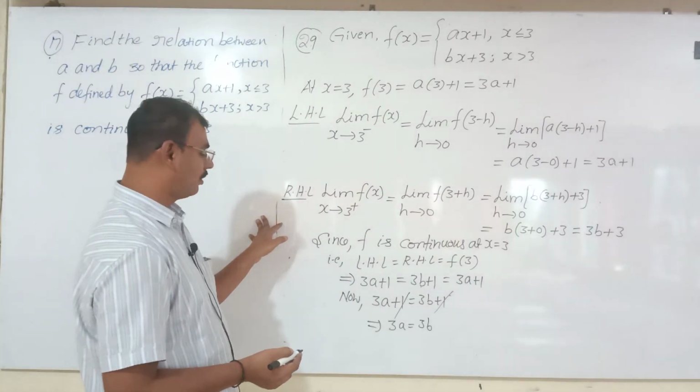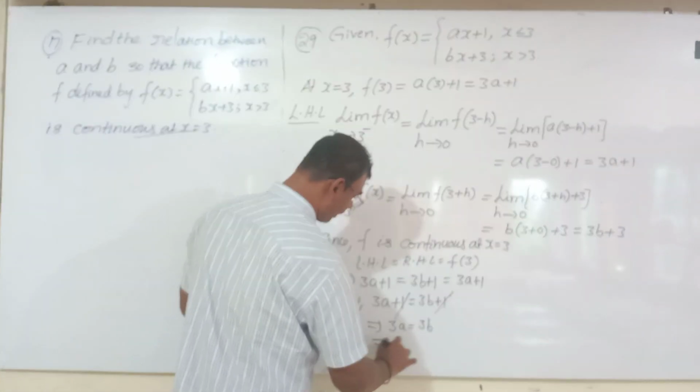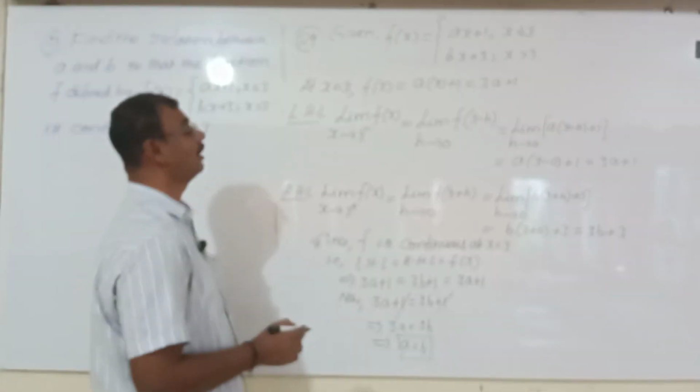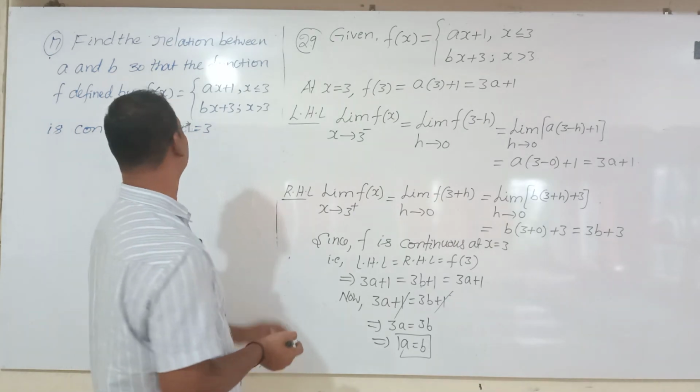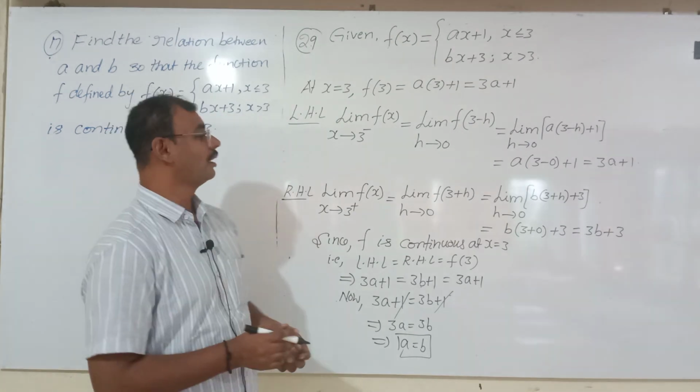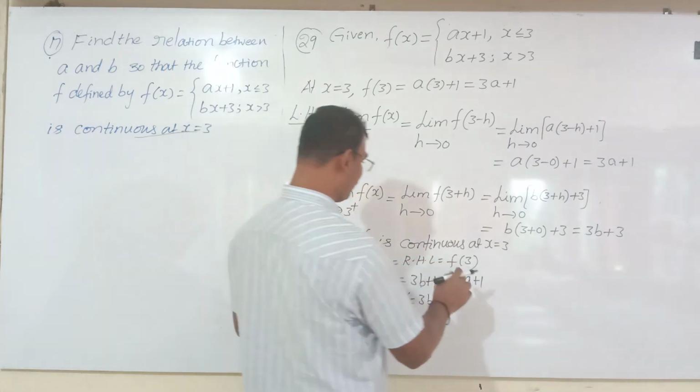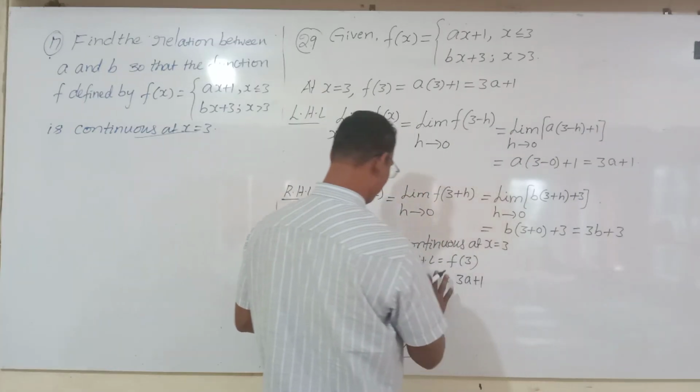What is the a value? From this, a is equal to b. So this is the relation between a and b: a equals b. Is there anything else observed here? The right hand limit is 3b plus 3, not 3b plus 1.